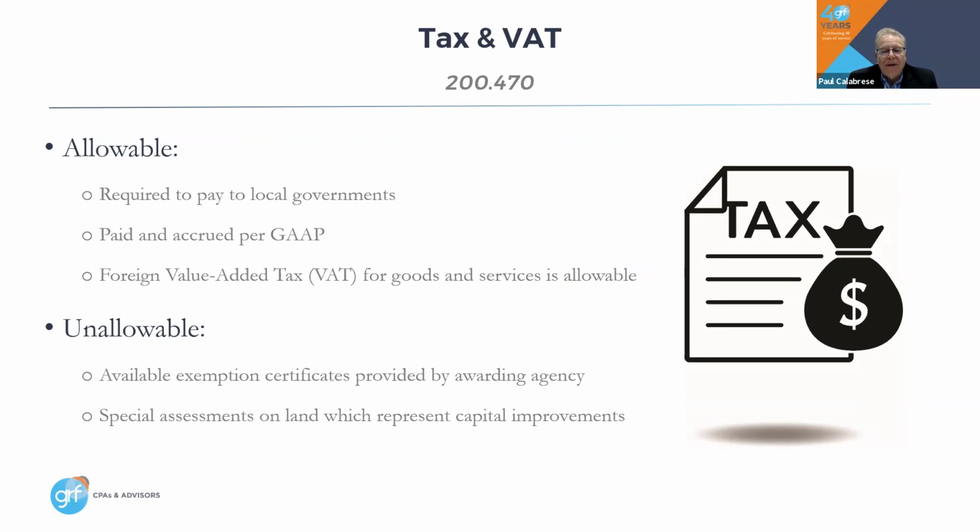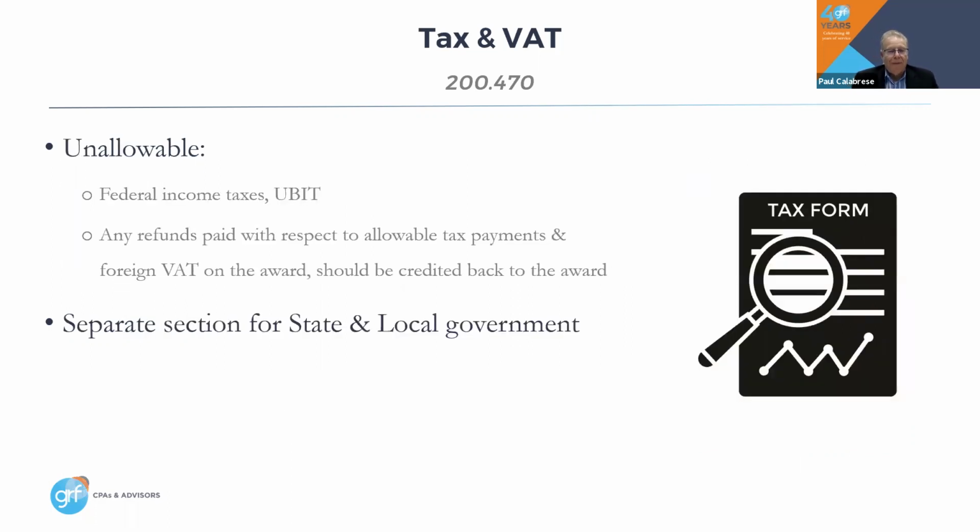But tax and VAT, the new thing is that VAT, or value-added tax, is allowable or required, and also taxes paid to a local government. And one of the things that would be unallowable is if you've given an exemption certificate and you still pay the tax, which isn't too bright, then it would definitely be unallowable. Joe, I'll let you take it home with the travel cost.